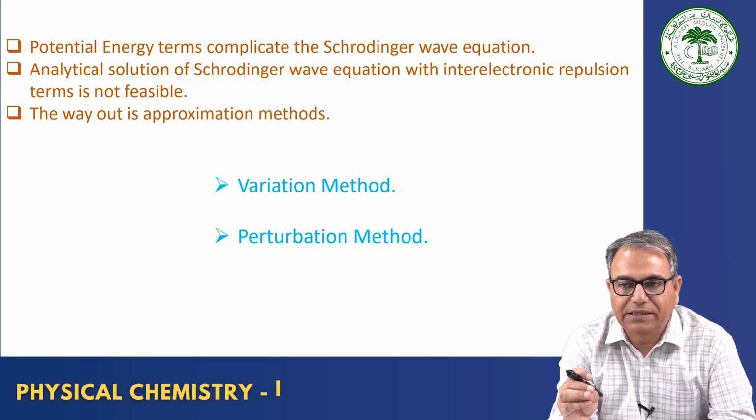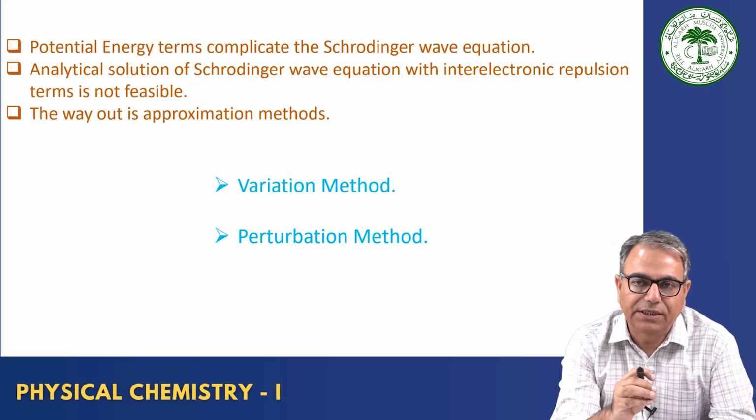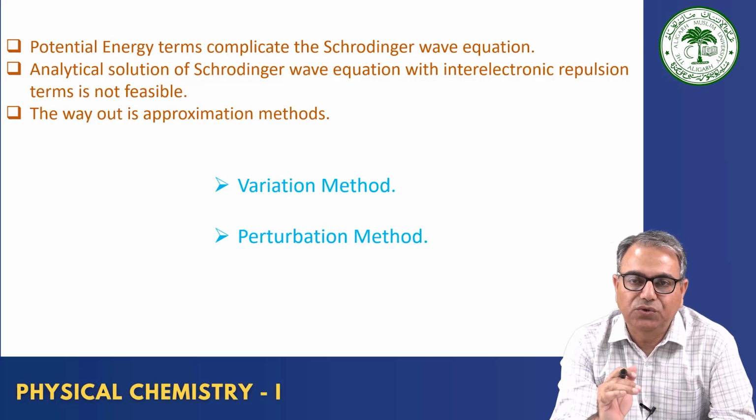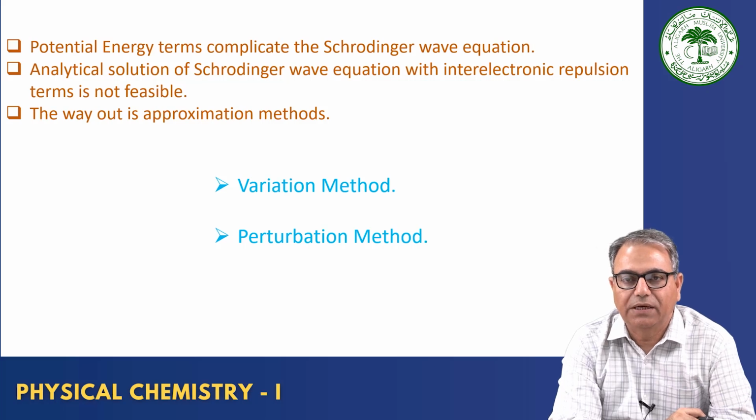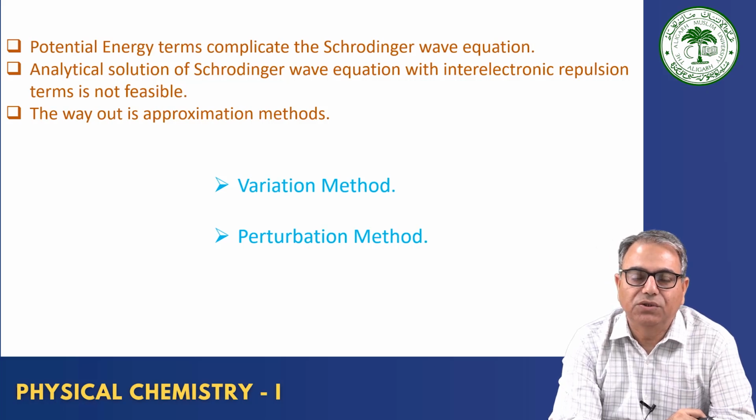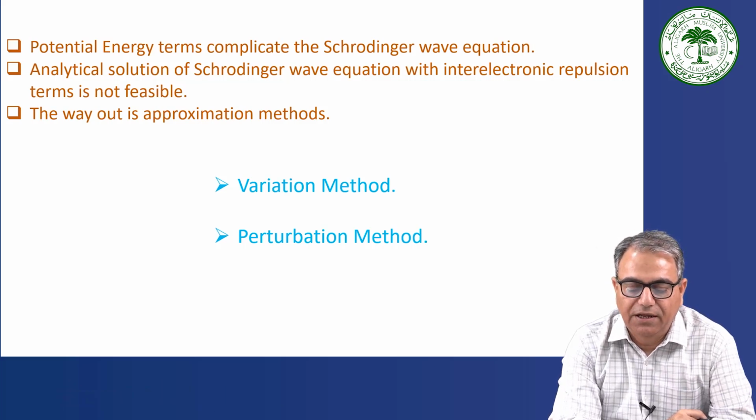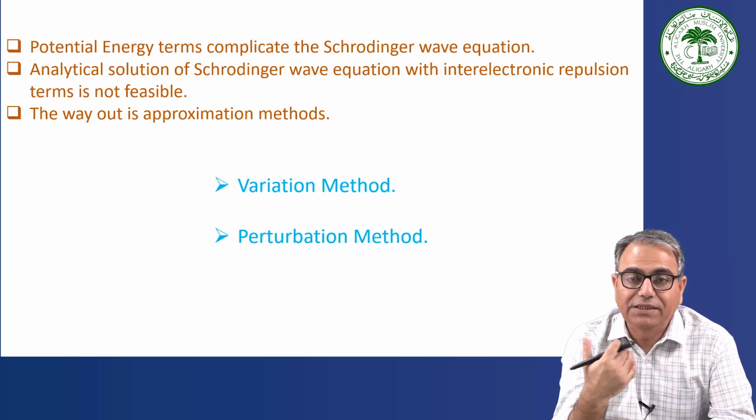If you cannot get the exact solution, you cannot get the ground state energy, then try to reach as close as possible to the ground state energy and as close as possible to the ground state eigenfunction. That is the goal of approximation methods. Two broad methods used in approximation are the variation method and the perturbation method. So the first thing is why it is needed and how it is done.